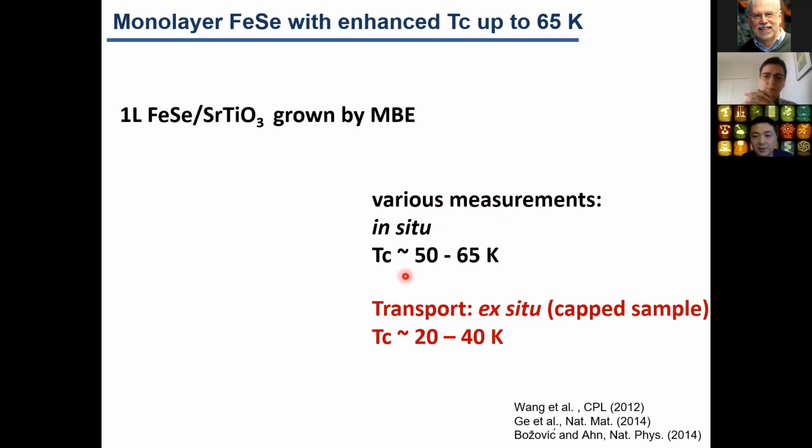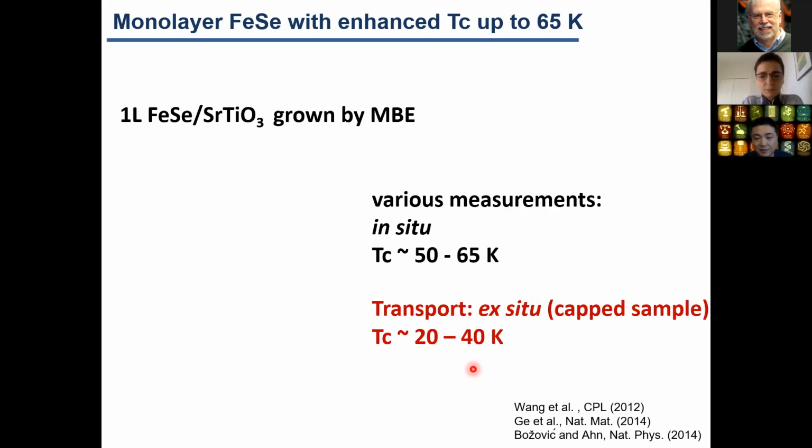If you're dealing with samples that are in situ, meaning no capping layer, you just go in the chamber and measure immediately by different measurements. The TC is 50 to 65 Kelvin. It's about an order of magnitude higher than bulk. If you cap it and take it out and do ex situ transport, the TC is usually lower, probably a factor of 2 or 3 lower compared to in situ samples, 20 to 40 Kelvin, still much higher than the bulk. So this enhancement of superconductivity is definitely a surprise for many people.